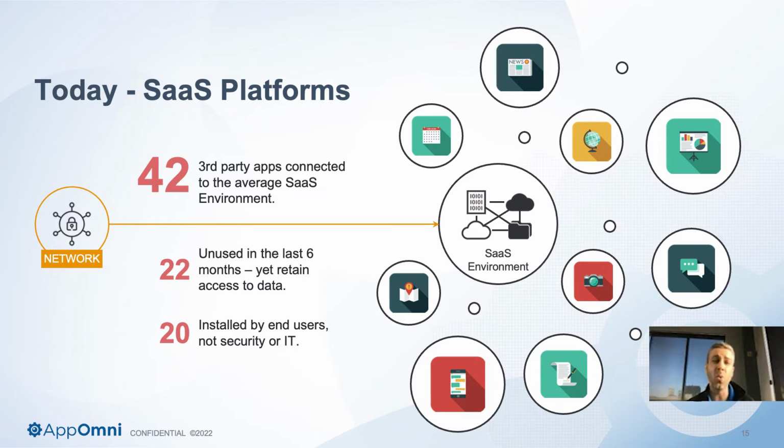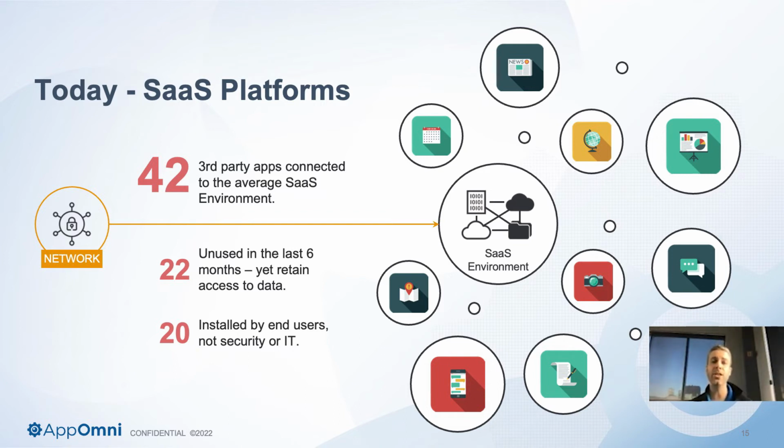Of that number, 22 haven't been used in 6 months or more. These can be remnants of data migration or digital transformation. They could be apps that users connected, tried for a little while and never came back to. They could be free trials that expired.